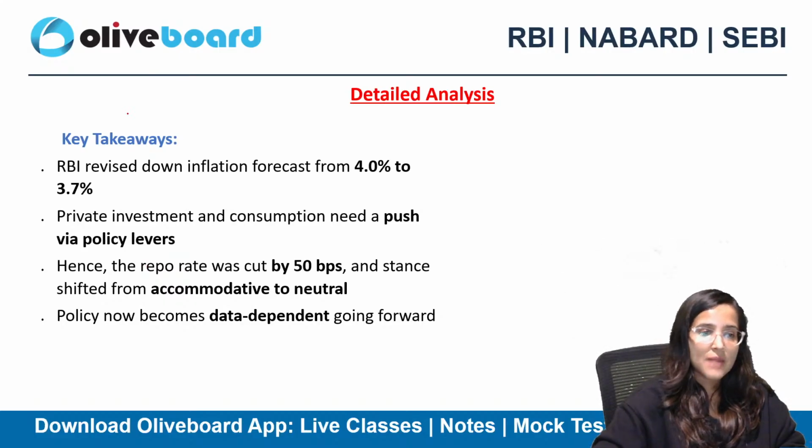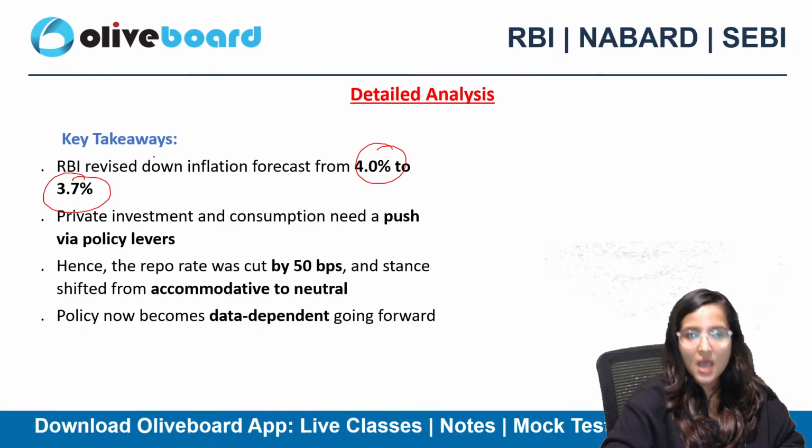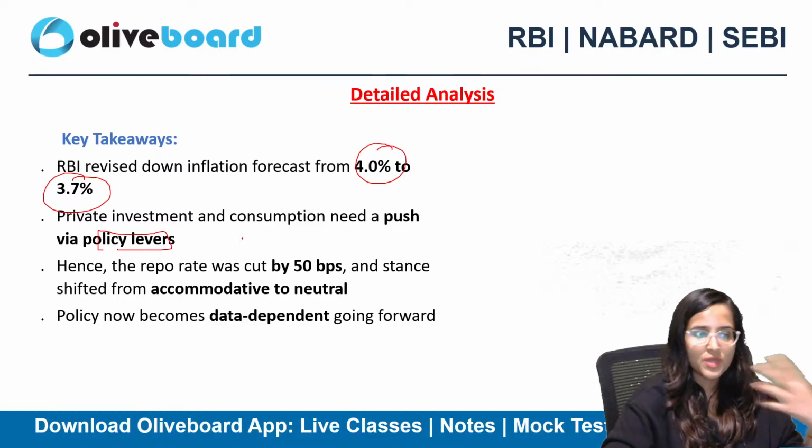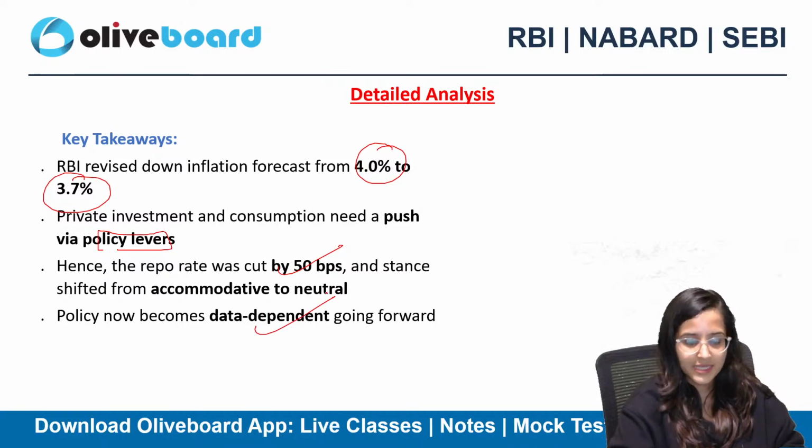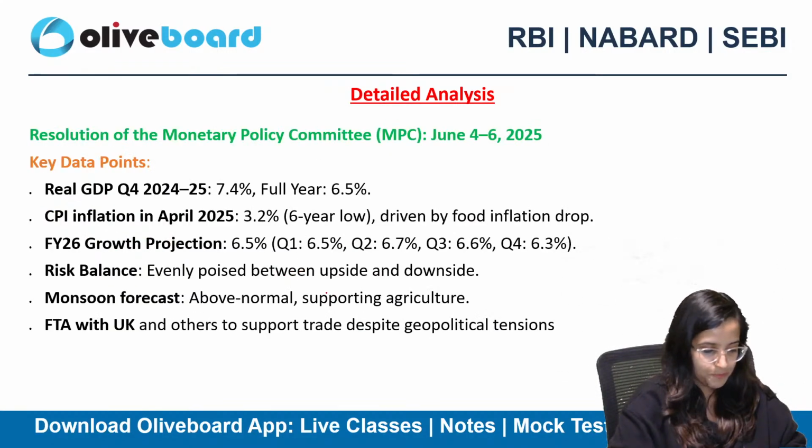So inflation, RBI has revised down the inflation forecast from 4% to 3.7%. Private investment and consumption need a push via the policy levers. We need to bring policy changes. Repo rate reduced. This policy now becomes data dependent going forward.